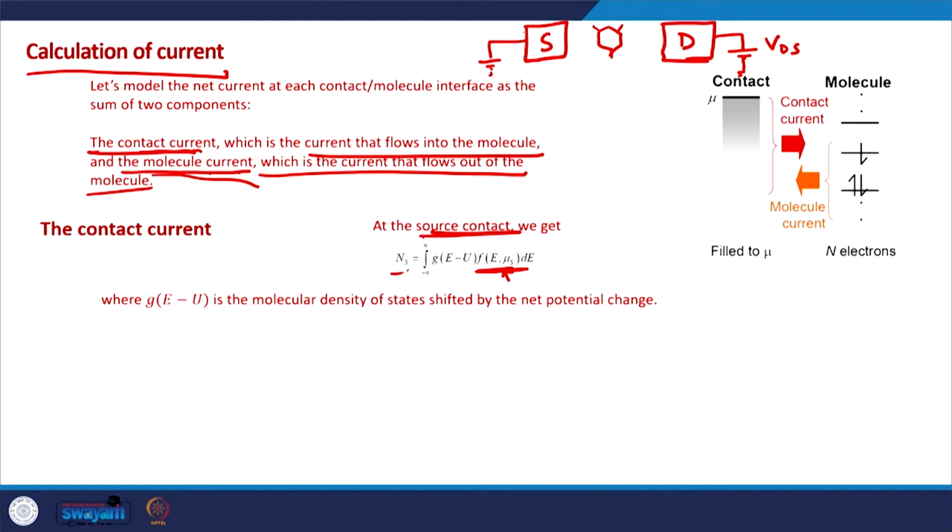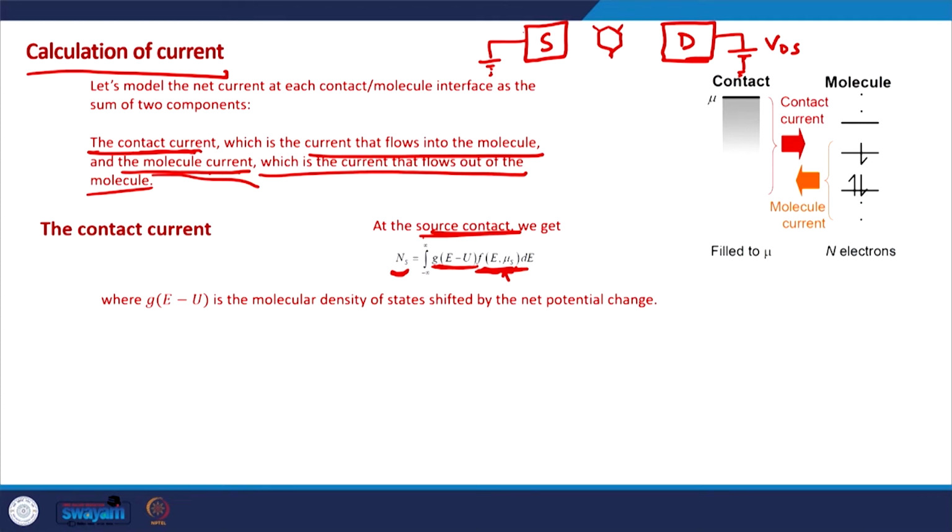So these are the number of electrons that the source can pump into the molecule or into the quantum dot. This is given by the density of states of the molecule times the Fermi function of the source. If you recall the general model of transport, in that case also we had a similar term while calculating the rate of flow of electrons from the source into the molecule.